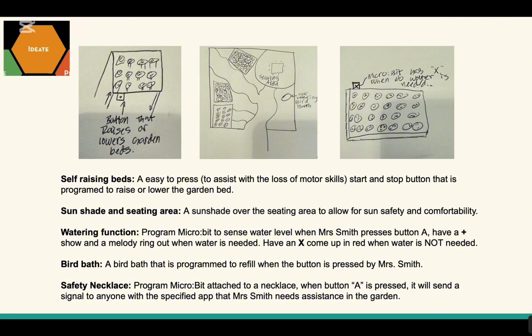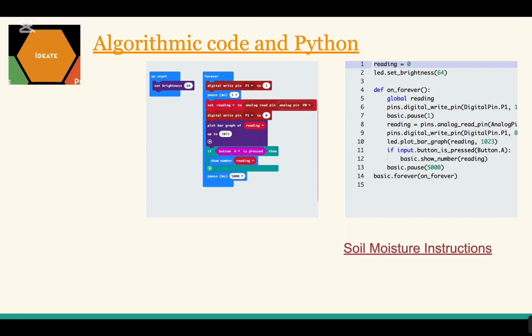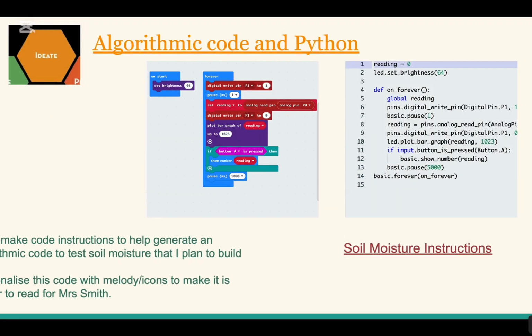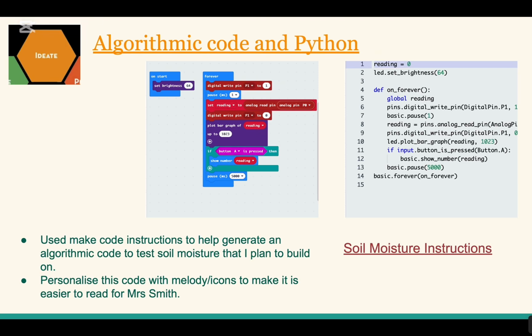I decided not to go ahead with the bird bath, so I was able to find an algorithmic template that helps me test the soil moisture, so I can move ahead with creating a soil moisture sensor for Ms. Smith to know when to and when not to water her garden.